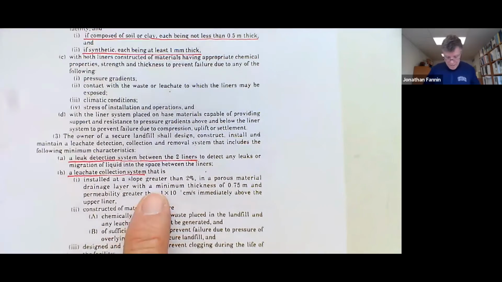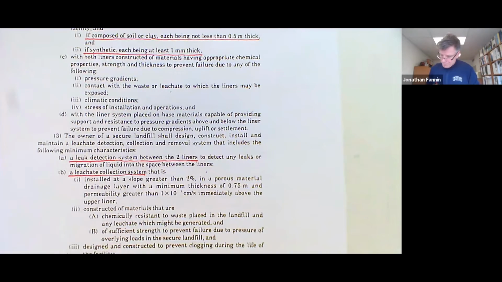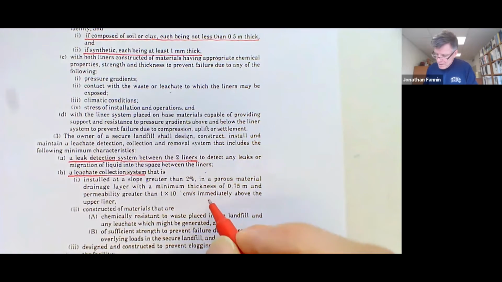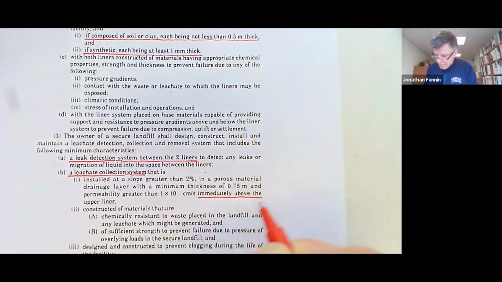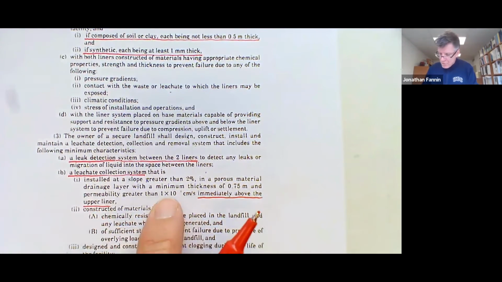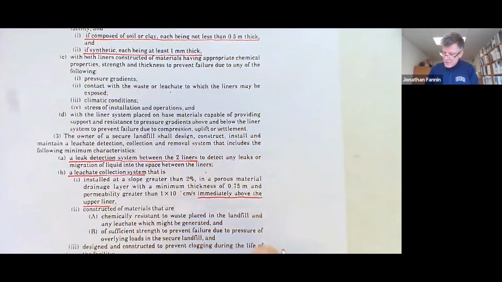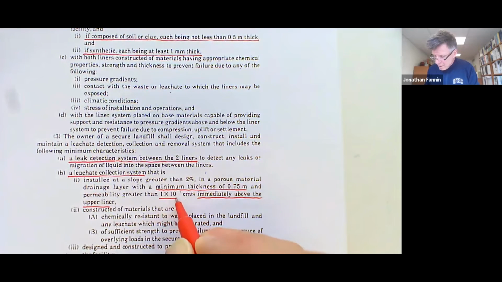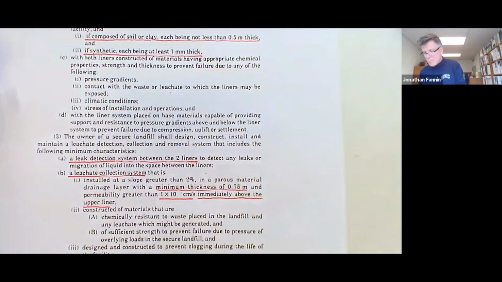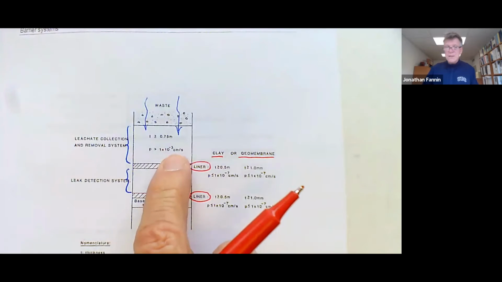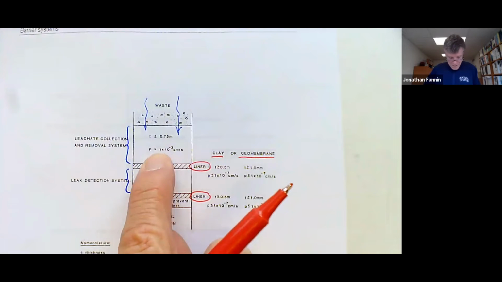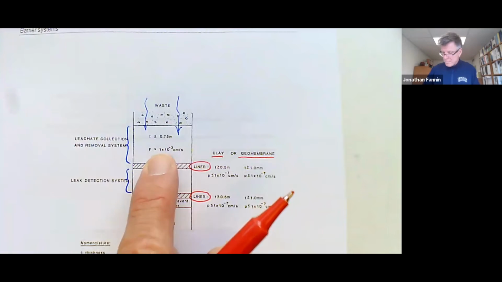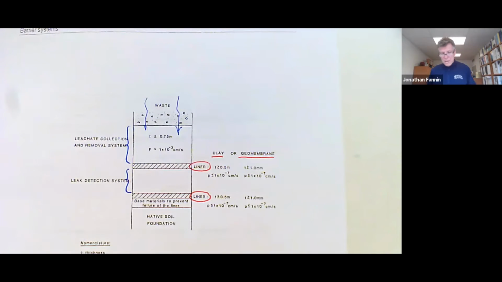The leachate collection system is going to be immediately above the upper liner, and it's going to have some properties. It's got a minimum thickness, and although it's got lost in the coloring here and the reproduction, that is 10 to the -3, greater than 10 to the -3. So there we go.